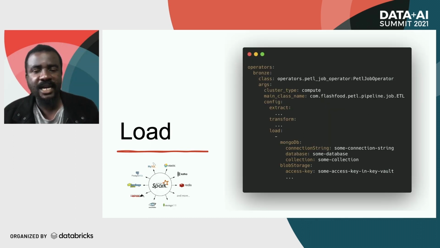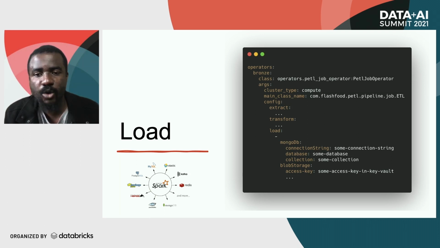And then finally, at the load stage, for each stage of our transformation, bronze, silver, gold, we are able to apply a configuration parameter for loading data into any destination at all. So in this particular example, we have MongoDB here, and we have blob storage. So basically at the bronze stage of our transformation, we will be writing data to both MongoDB and blob storage.